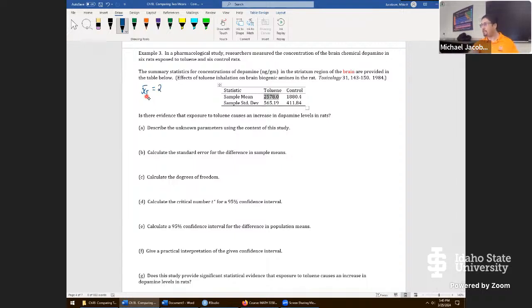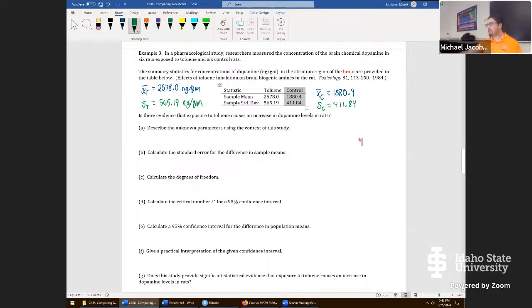So X bar T is going to be 2578.0 nanograms per gram. And for the sample standard deviation, we'll call it ST for the treatment group, the toluene group. This one is 565.19 nanograms per gram. Then let's go over to the control data and just rewrite this into our own format as well. So X bar, we can go for C for control, is 1880.4. And for the sample standard deviation, SC, 411.84. Well, we've got it, folks.